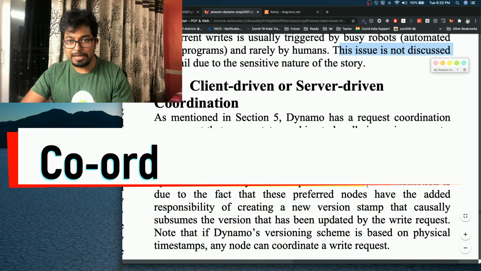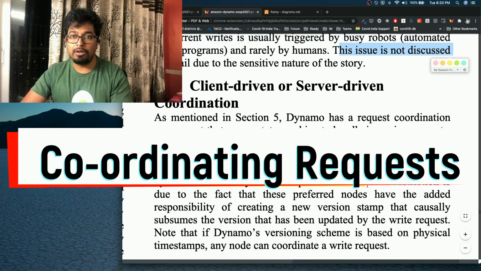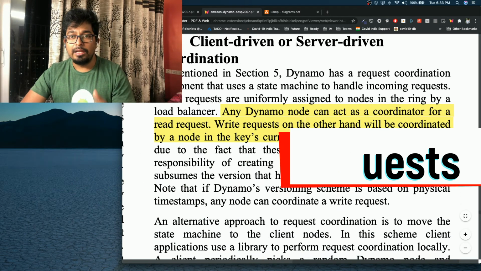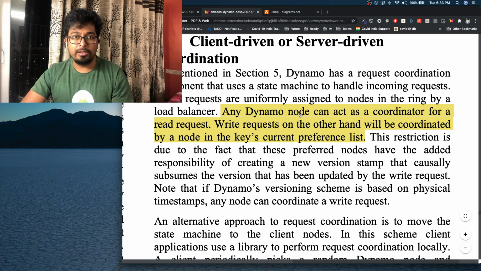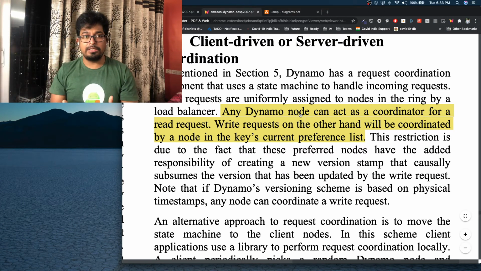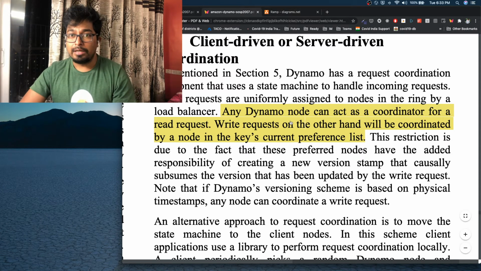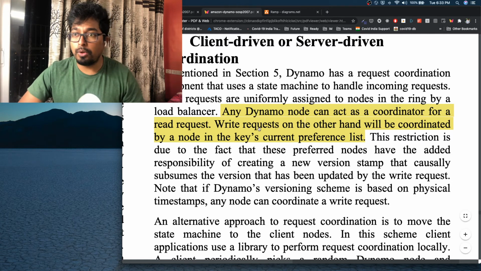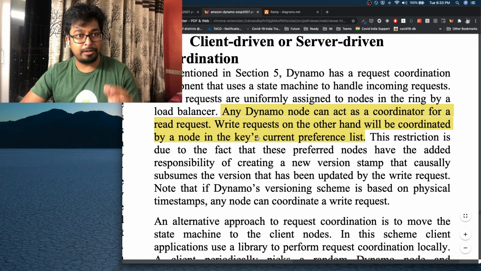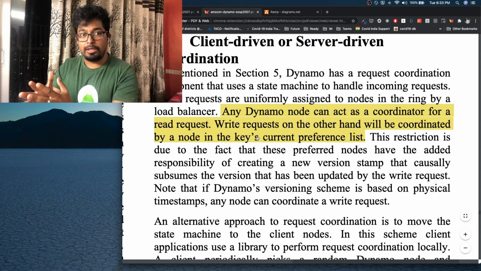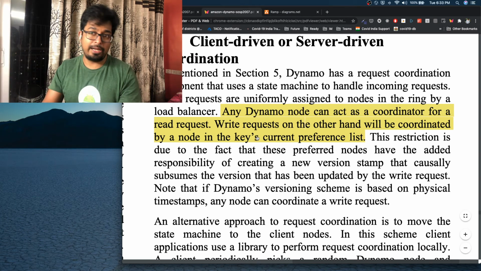Now, the last part here is client driven or server driven. Any Dynamo node can act as a coordinator for a read request because all of these Dynamo nodes know which key is present in which node. A write request, on the other hand, will be coordinated by a node in the key's current preference list. The key is stored in three or four nodes. One of those nodes should handle the write request.